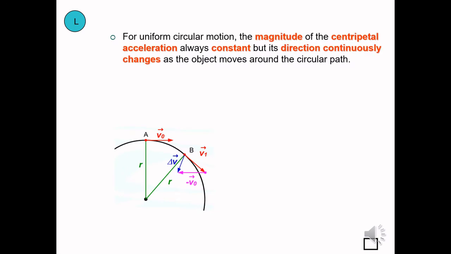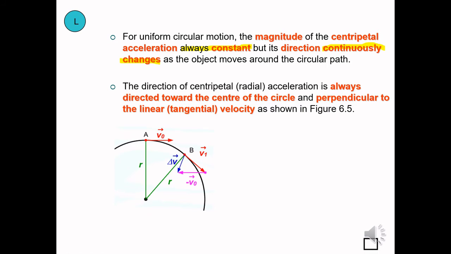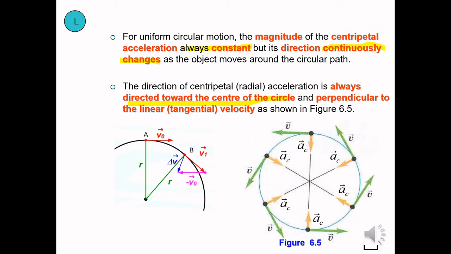For uniform circular motion, the magnitude of the centripetal acceleration is always constant, but its direction continuously changes as the object moves around the circular path. The direction of centripetal or radial acceleration is always directed toward the center of the circle and perpendicular to the linear tangential velocity, as shown in Figure 6.5. As we can see in Figure 6.5, in any position, the direction of the centripetal acceleration is towards the center.